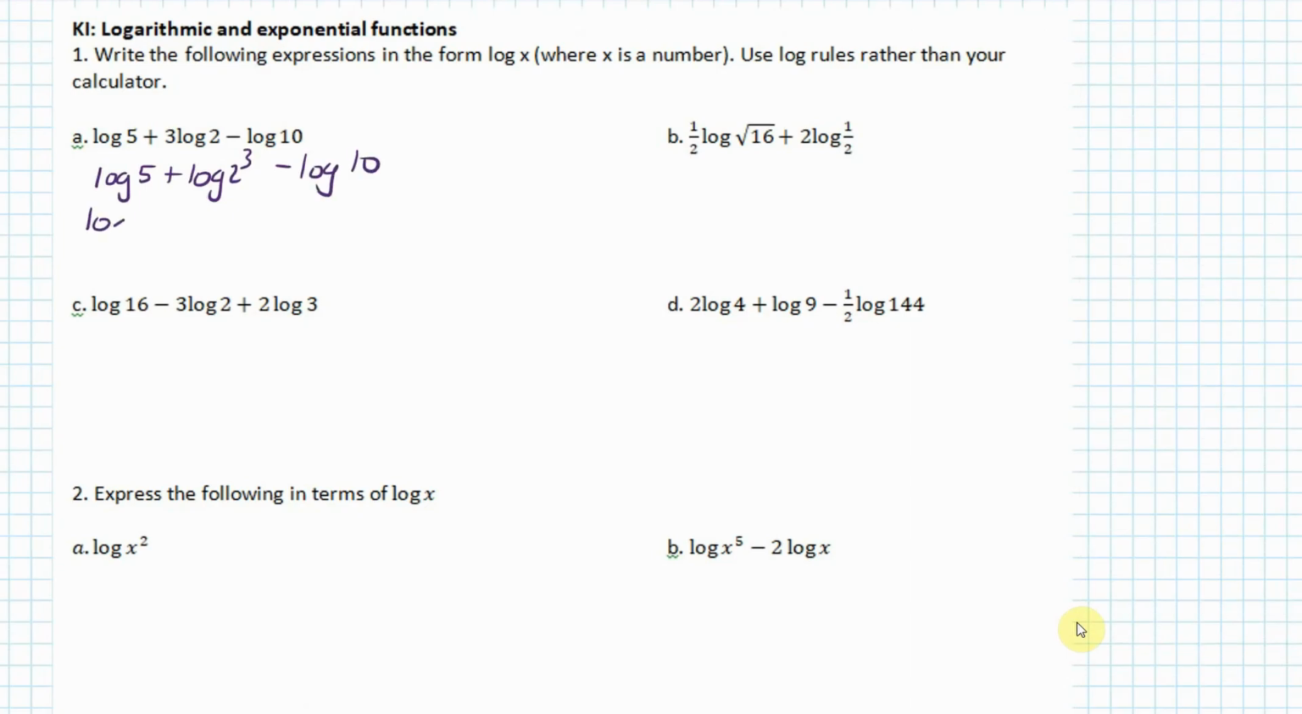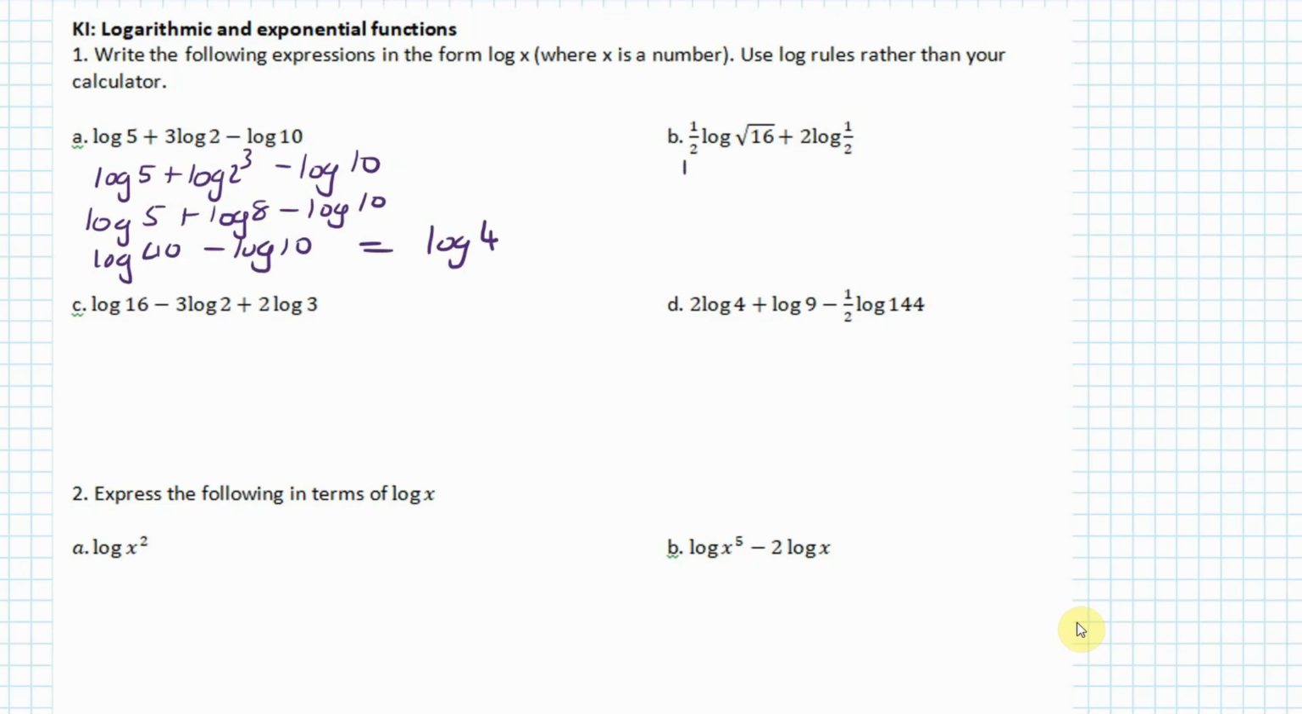My next line, I could write it log 5 plus log 2 cubed is 8 minus log 10. And that's log 5 times 8 is 40 minus log 10. And final answer, log 40 over 10, which is 4, log 4.